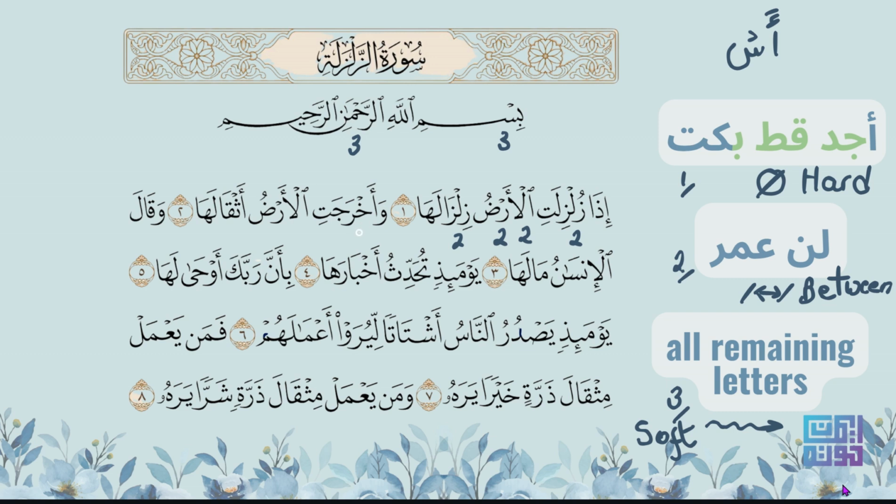Let's move forward. We have a kha here. Which category does it belong to? We know that it's not from Lin Omar. It's not one of the in-between letters. So is it one of the hard or soft? Let's pronounce it. Akh. Akh. So it's a soft letter because the sound is running. So we say akhrajatil. Again, we have a lam and a ra. So this is second category, in between. So we say wa akhrajatil ardu.